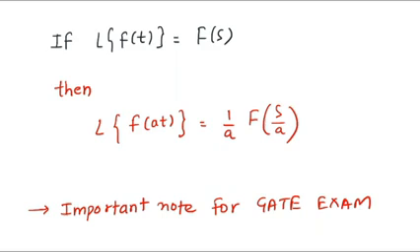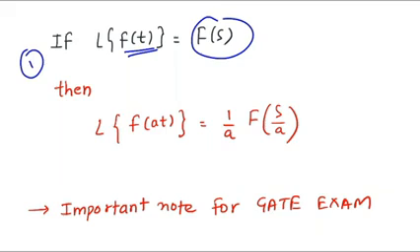So let us see the first property. If you have a function f of t, the basic Laplace of this function is what? Capital F of s, right? But if this time is changed to a into t, which means a constant is multiplied to the time, then the Laplace would be 1 over a into capital F of s over a.